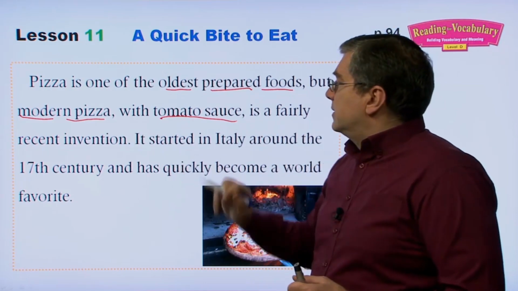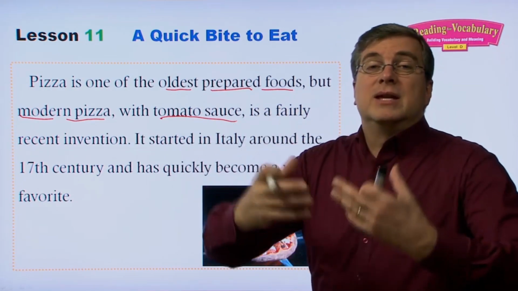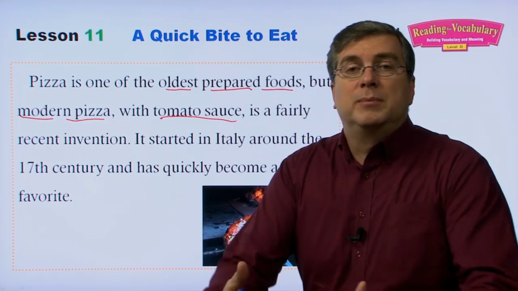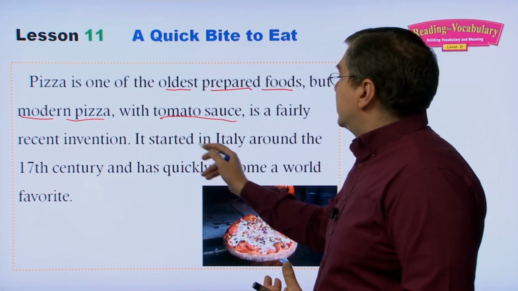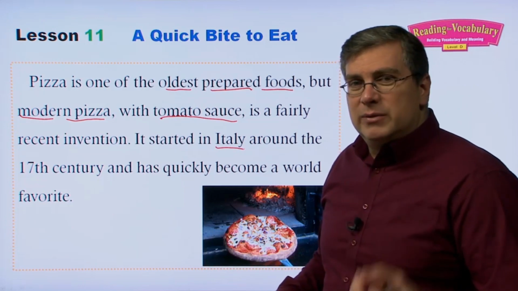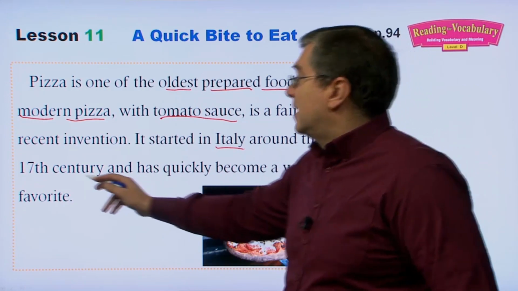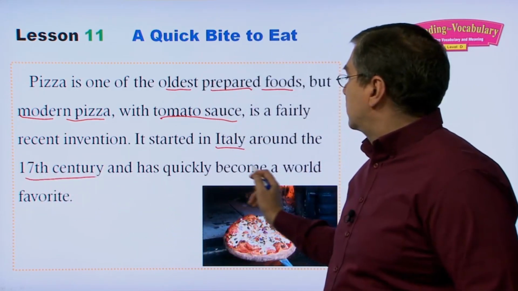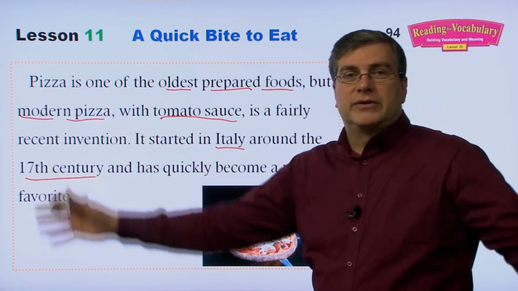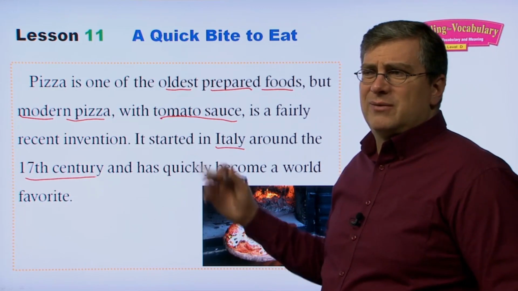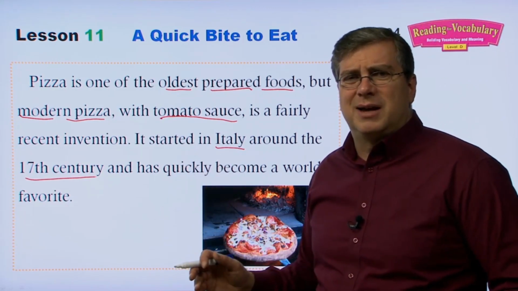Okay, is a fairly recent invention. Anyway, what they're saying is that the invention of putting tomato sauce on pizza is fairly new. It's a new invention. It started in Italy. So the first time it was done was in Italy around the 17th century and has quickly become a world favorite. So pizza has spread across the world very quickly. Although, 17th century, you think, that's still a long time, okay?